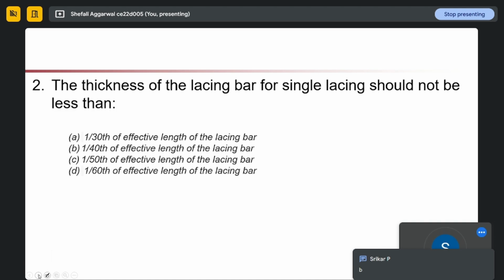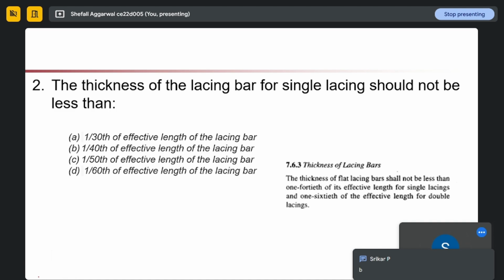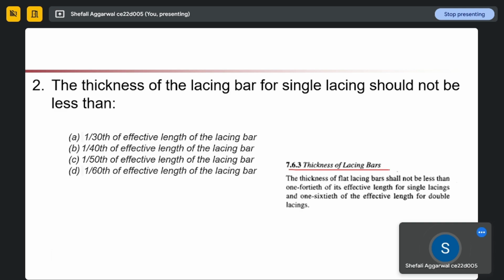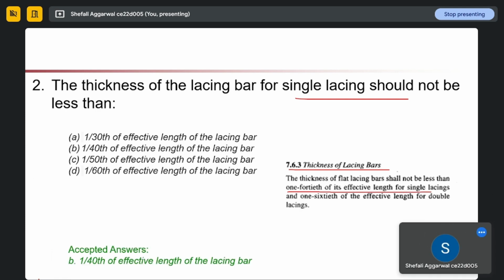So it is given in clause 7.6.3 in case of our single lacing system. The thickness should not be less than 1/40th of the effective length. So you are correct, the answer is B. In case of double lacing system, it is taken as 1/60th.